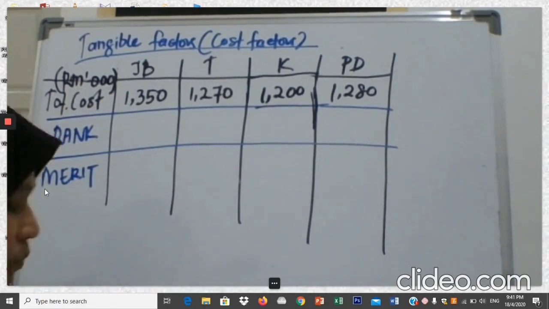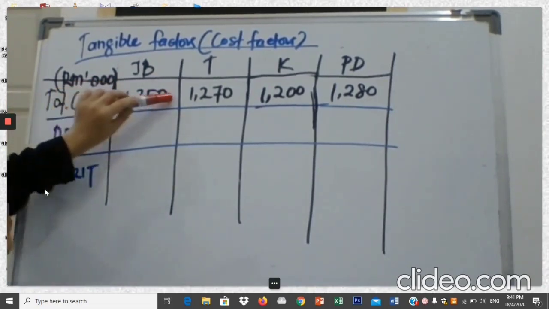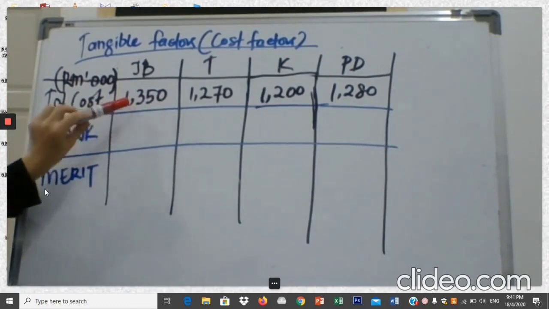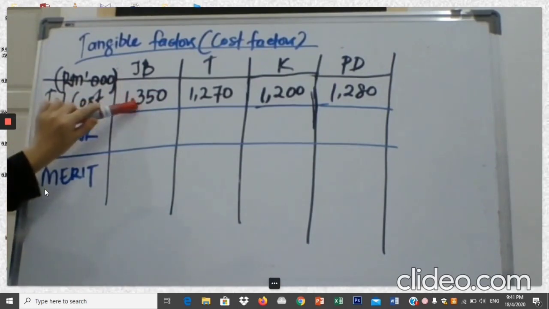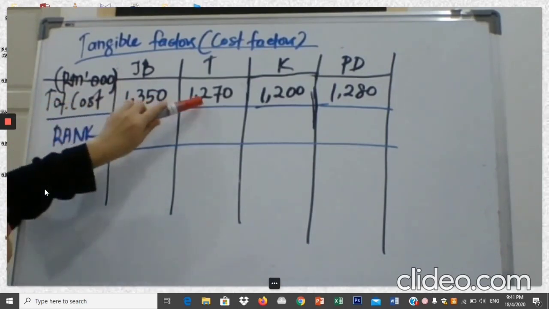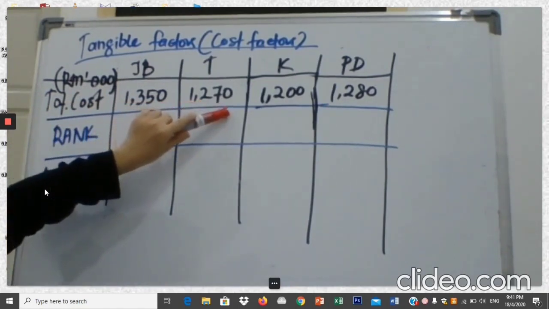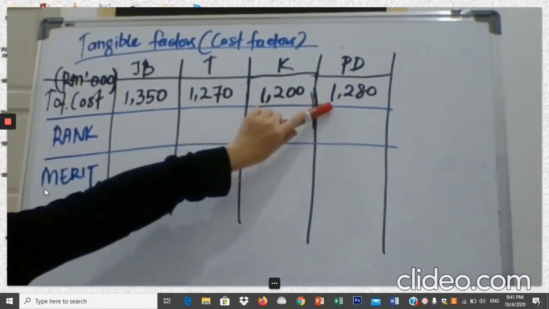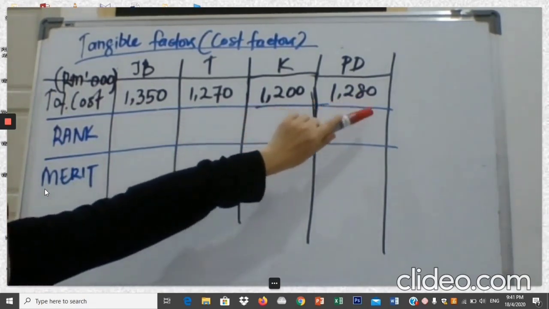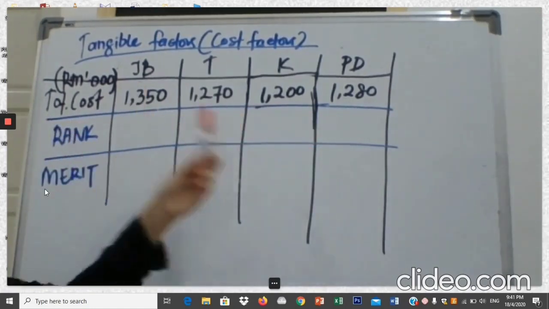So you add up all the four types of costs, which will give you this. The costs are all in thousand. Okay, ini nombor kecil, ada thousand di belakang dia, which is actually in million. So the total cost for JB is 1,350,000 ringgit. Tapah, 1,270,000 ringgit. Kelang, 1,200,000 ringgit and Port Dickson, 1,280,000 ringgit. So these are the total costs for the four locations.